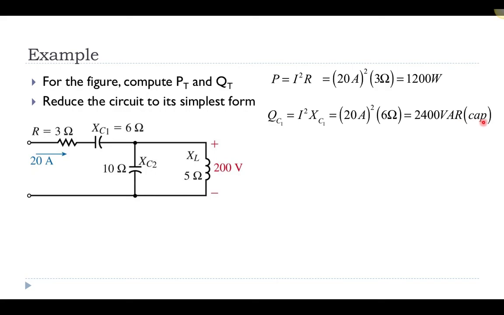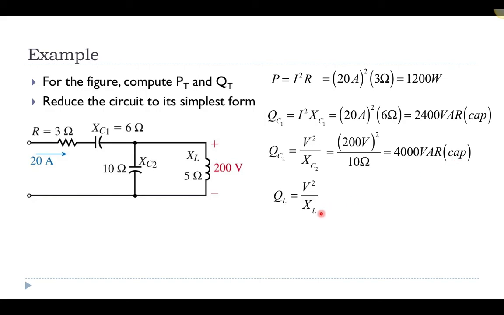And then I haven't put the fact that it's negative in. What I've done is I've put in parentheses cap. This means that this type of reactive power is capacitive. I have another capacitor here, which has a capacitive reactance of 10 ohms, and it has a voltage of 200 volts because it's connected in parallel to the inductor. So 200 volts squared over 10 gives me 4,000 VAR, and then again in parentheses, this is from a capacitor.